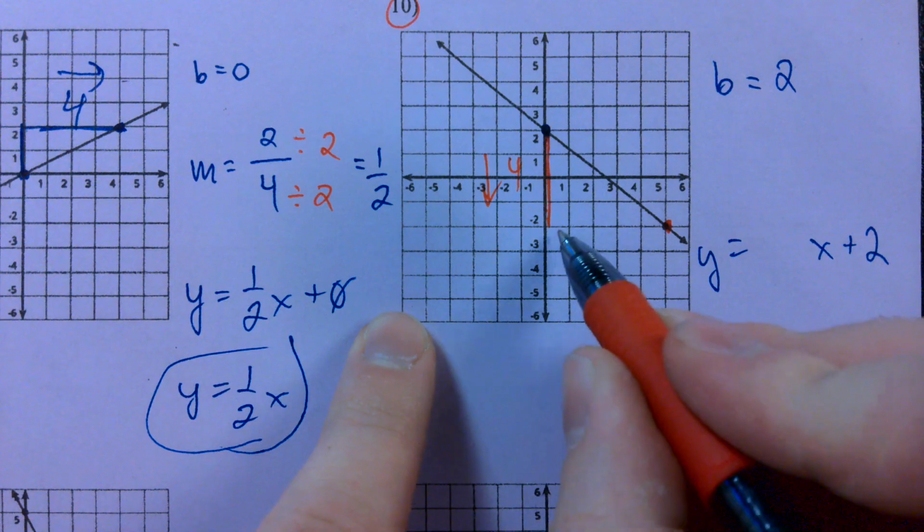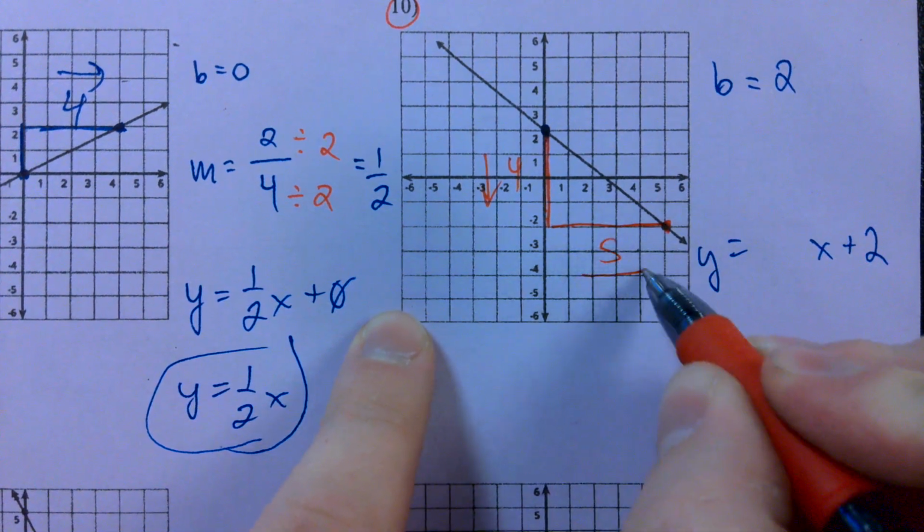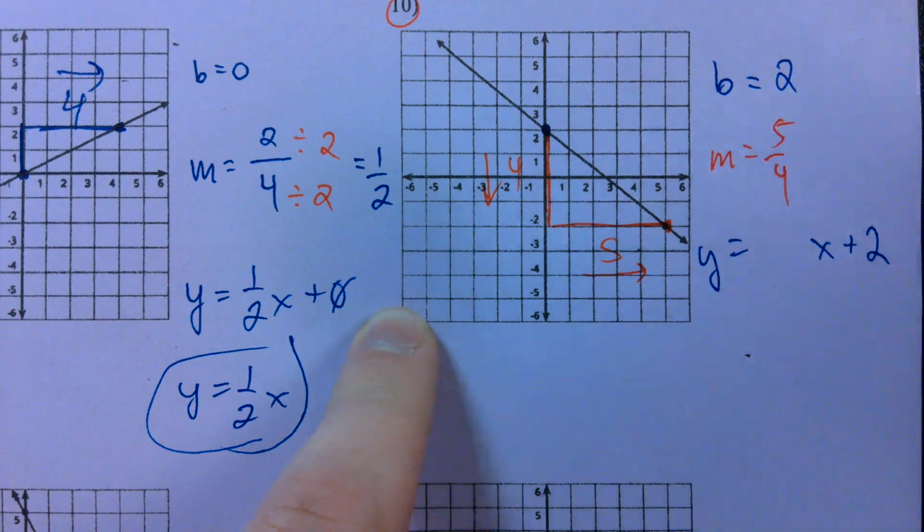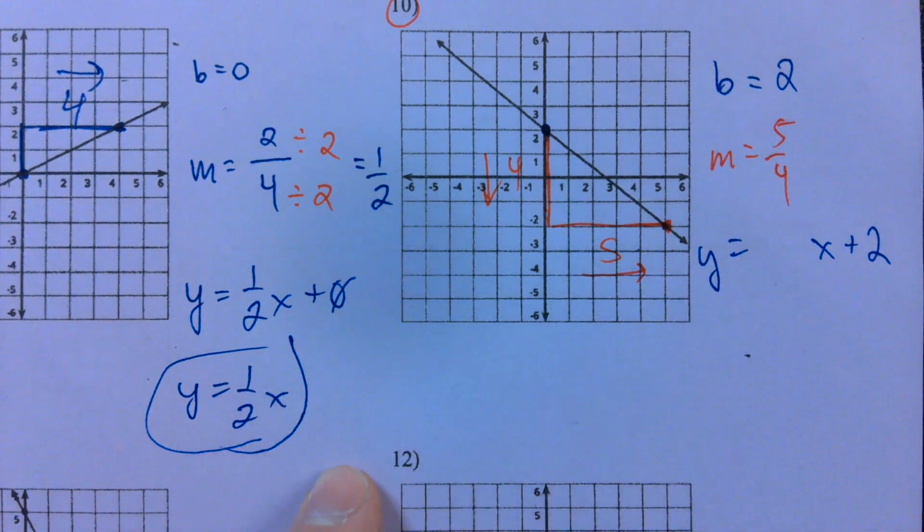Yeah. And then we're running to the right. How many? 5. That's right. So my rise over run, 5 over 4. Right? Can I simplify 5 over 4 at all?